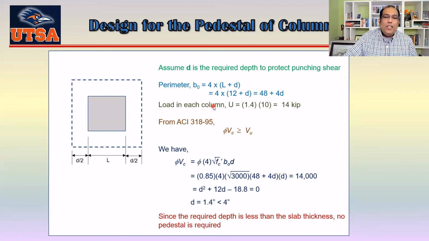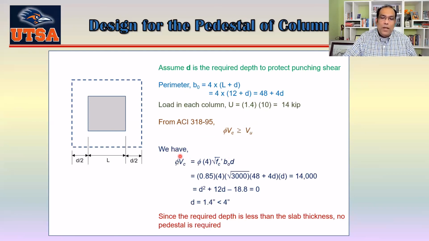And the load in each column is 10 kips. Then I'm multiplying that by the factor 1.4, so that makes it 14 kip, because I'm going to use the ACI code, which requires that you multiply with that factor to make it your factored load. Now from that ACI code, it is saying that your phi Vc has to be greater than or equal to your Vu.